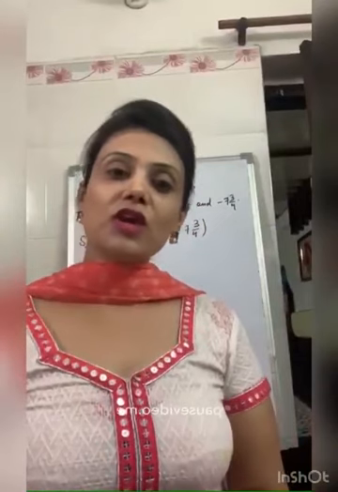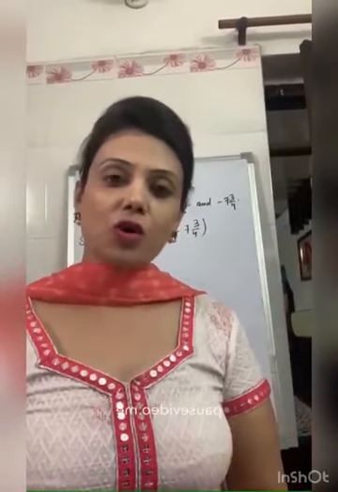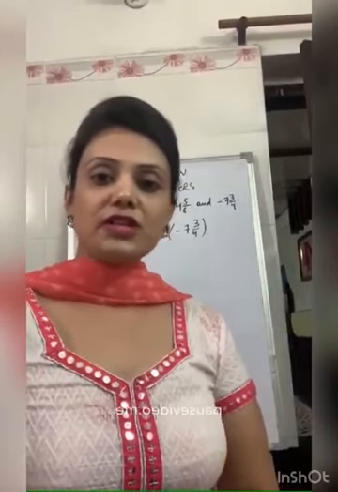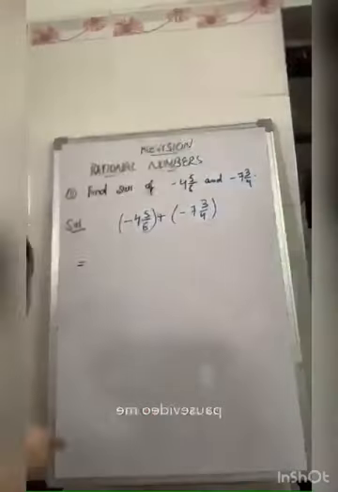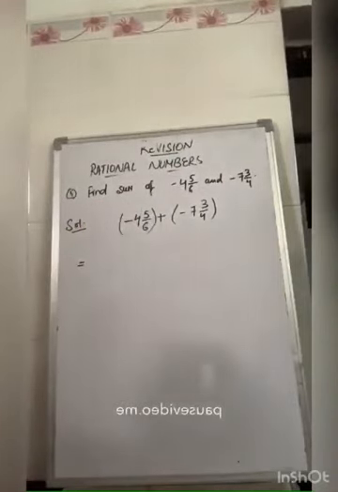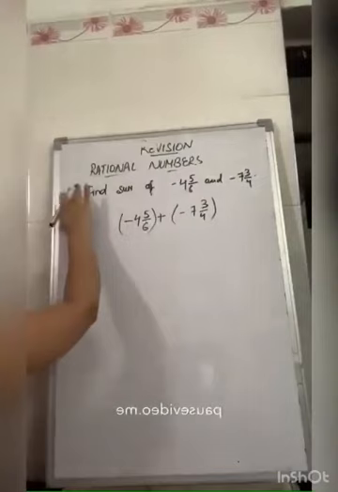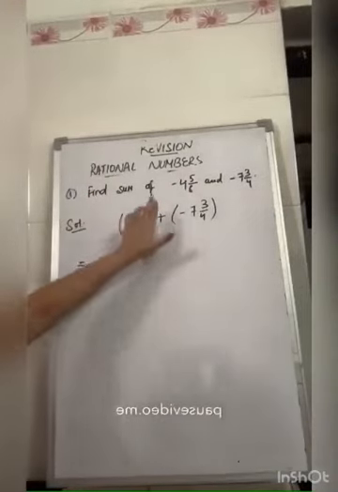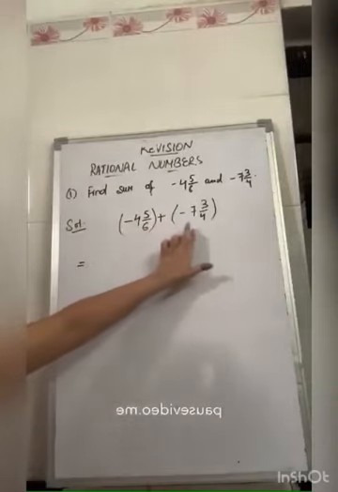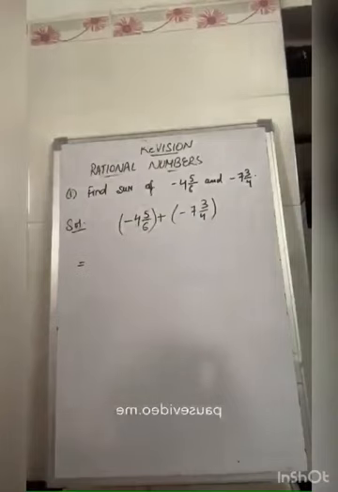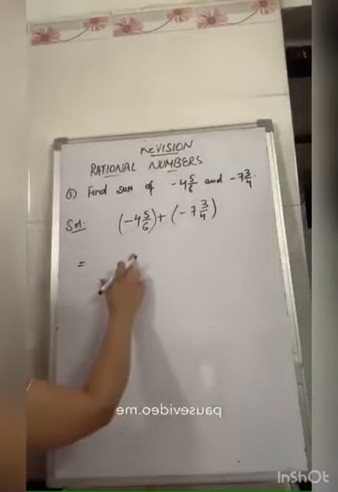Students, today we are going to revise the assignment of chapter number 9, rational numbers. So here is the first question. Find the sum of minus 4 by 6 and minus 7 3 by 4. Both the numbers are negative, so we will keep the numbers in brackets. Now we can see that it is a mixed fraction, so we will convert it into an improper fraction first of all.